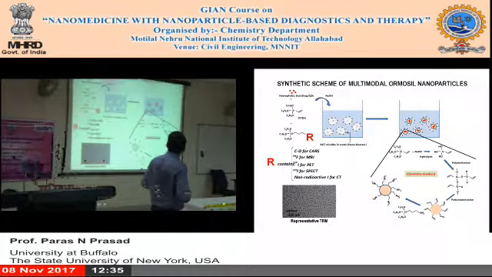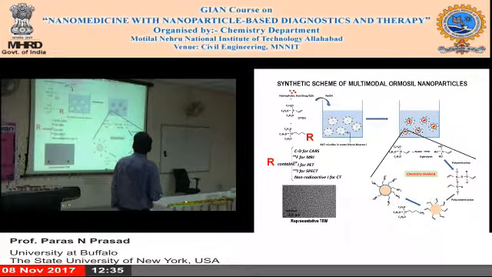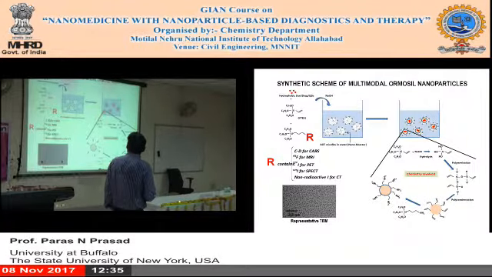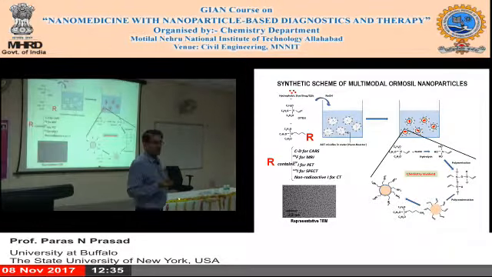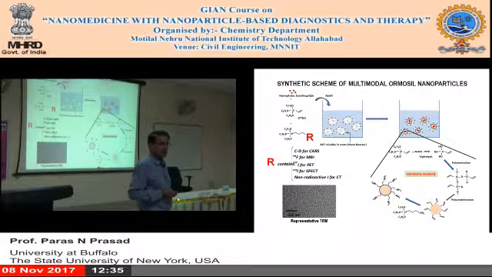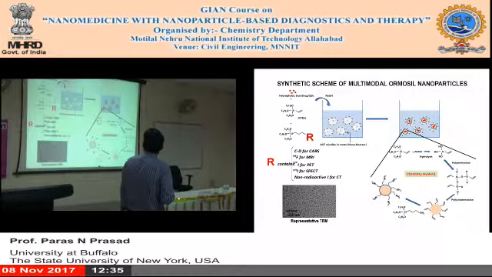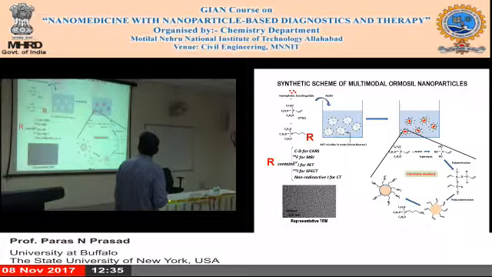Okay. The other way you can make is, and then by varying the conditions again, you can control the size. So this is one way of making silica-based nanoparticle, but we make it one with organic functional group that we can do different things with, and that is what we call ormosil, organically modified silica.